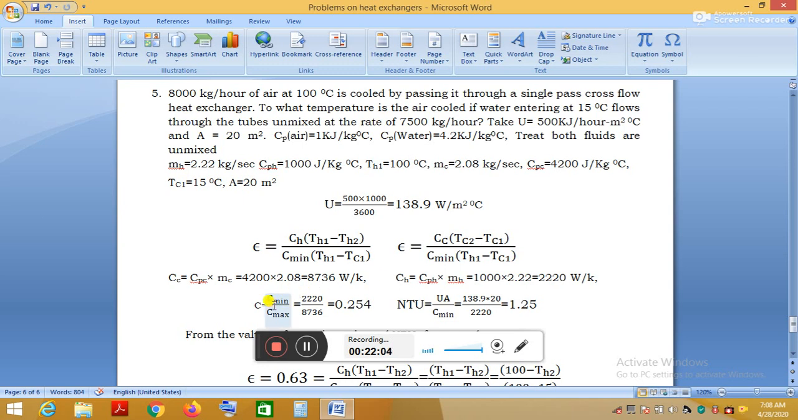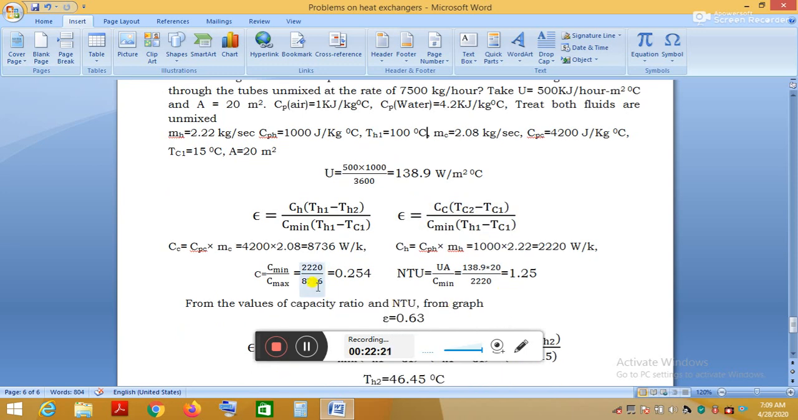The capacity ratio, which is defined as C minimum by C max, can be found, which is 0.254, and similarly the NTU value, which is given by U into A by C minimum, can be found using the equation, since the data is given in the problem itself. Now once we find the capacity ratio and NTU values, the effectiveness can be found using the graph for effectiveness from the data book itself.